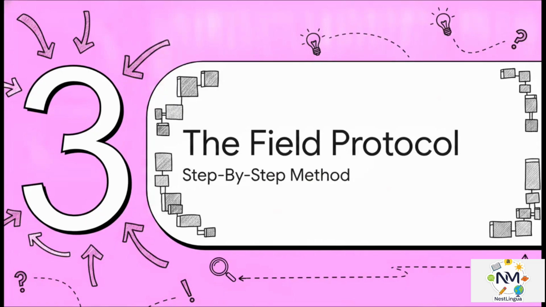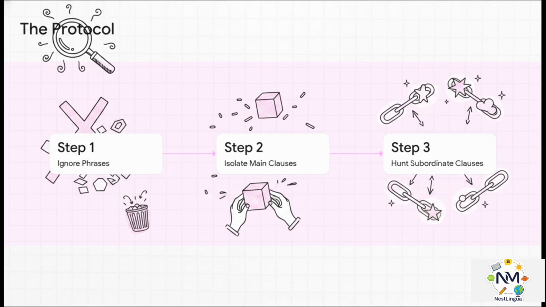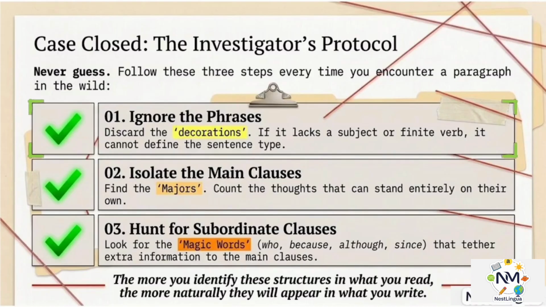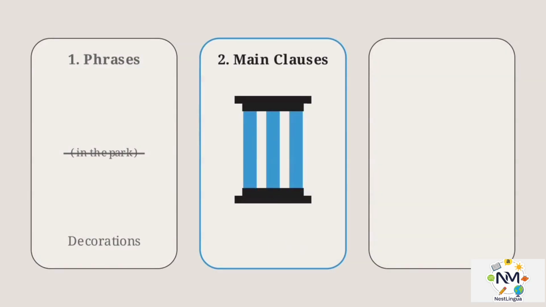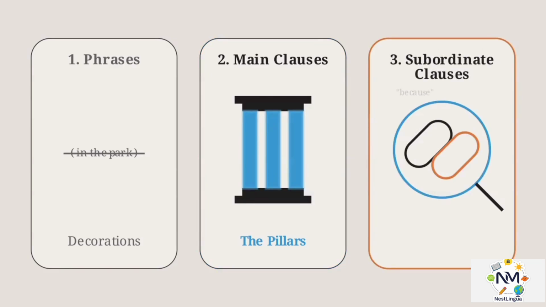Section 3. The Field Protocol. Step-by-step method. Every good detective follows a solid process. So here are your 3 steps. First, we ignore the phrases. These are decorations that don't change the sentence type. Second, we isolate the main clauses, the pillars of the sentence. Finally, we look for subordinating conjunctions like because, although, or since that introduce subordinate clauses.